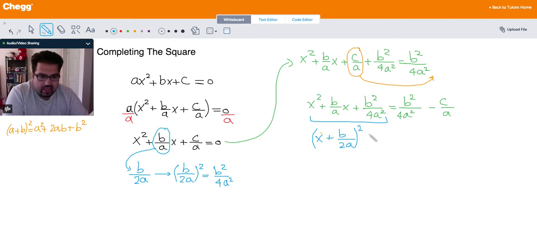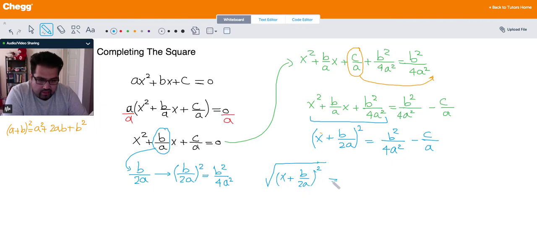And then on the right side, I would have whatever it is. It's a constant, b squared over 4a squared minus c over a. That's going to be a constant. And obviously to solve this, I'm going to take the square root of both sides. So I would have the square root of x plus b over 2a squared equal to the square root. Actually, I need to put a plus and minus, because any time that you take the square root of something unknown equal to a number, you need to apply the plus and minus, because there are two possibilities for the answer.